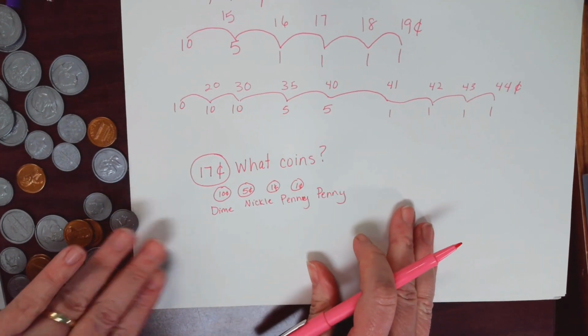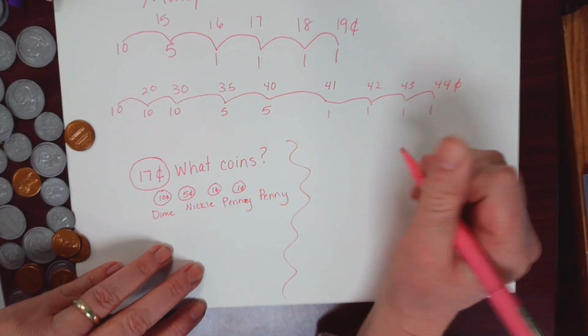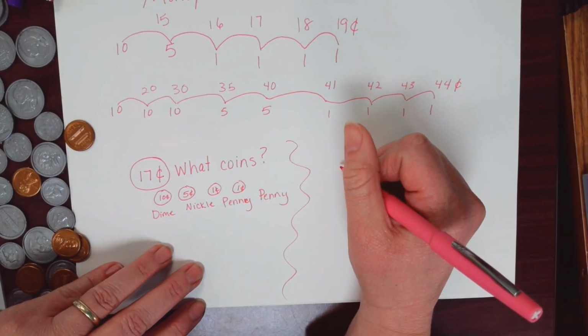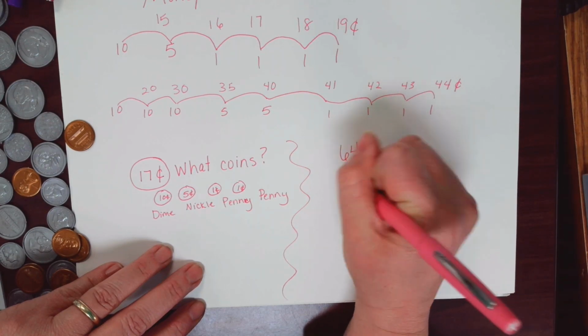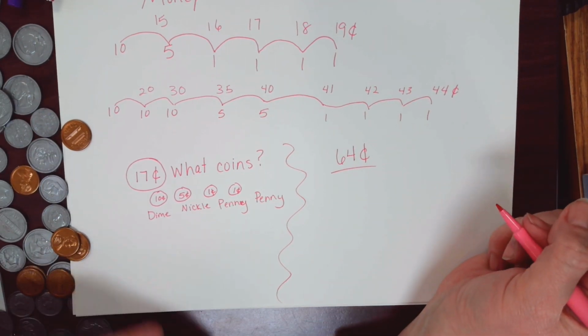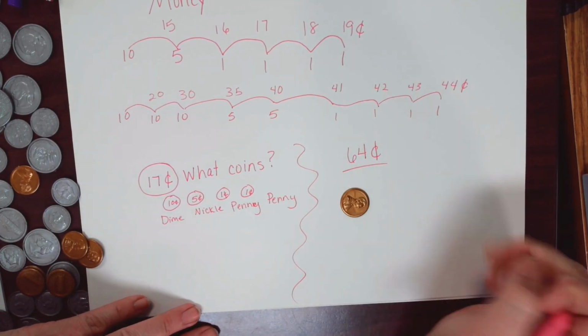Well, that's a simple one. Let's try a larger one. Let's see if we had, let's go with 64 cents. If we had 64 cents, what coins could we use? Well, would we want to count out 64 pennies?